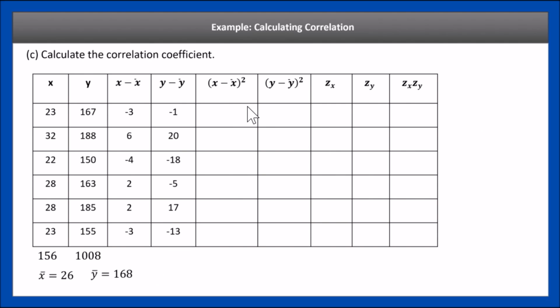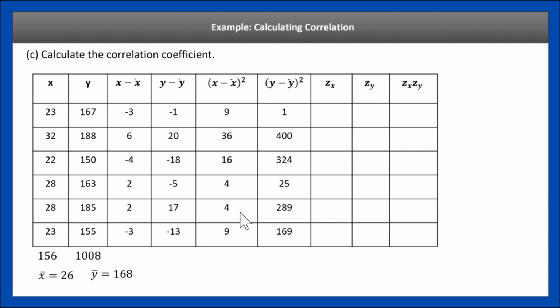All right, so now for this fifth column, we're going to take the third column and square it. We notice it's the same as the third column, but with a squared there. So -3 squared is 9, and then 6 squared is 36, and we'll repeat that process down. And we're going to take this sixth column and take the fourth column and square it. So -1 squared is 1, 20 squared is 400, and so on and so forth.